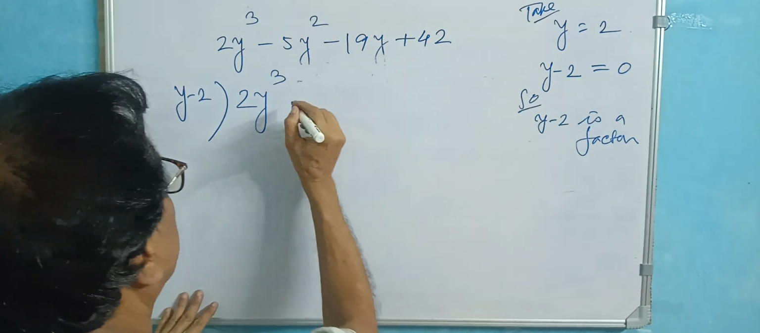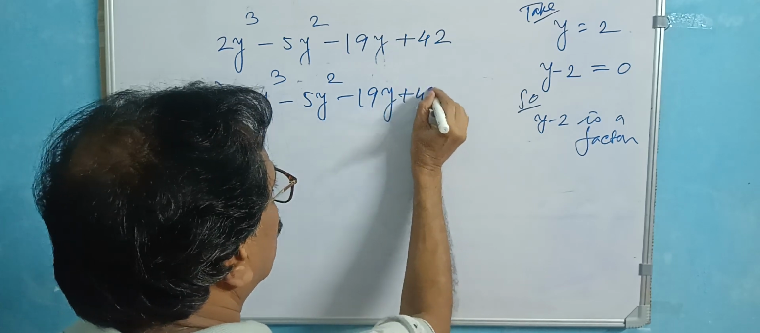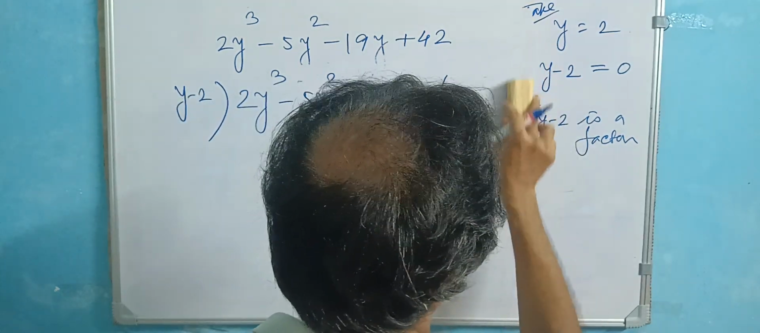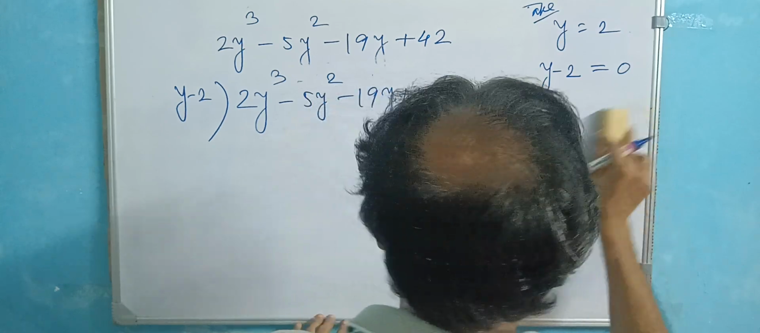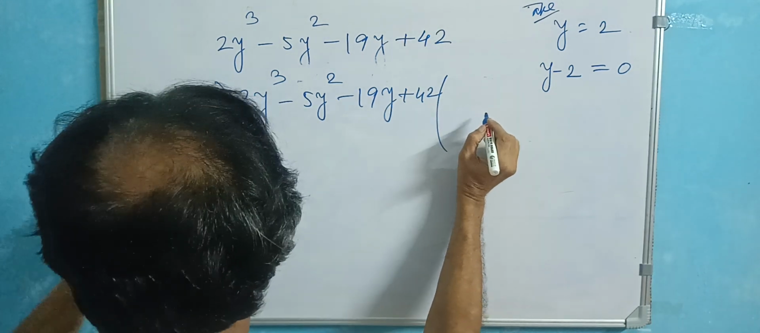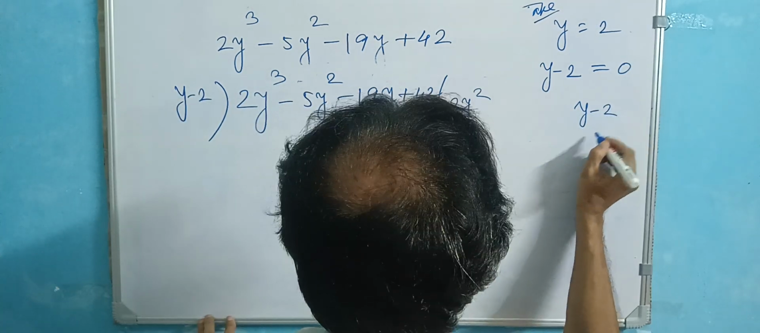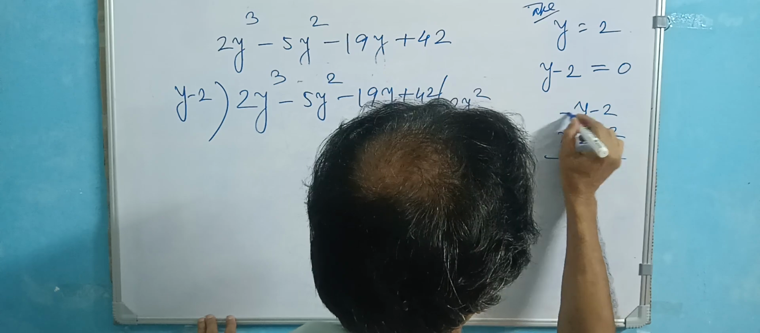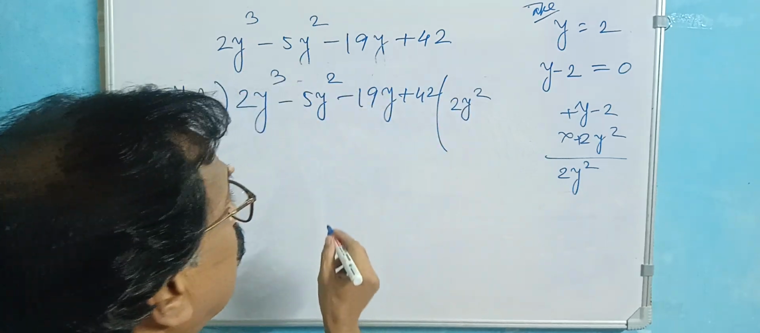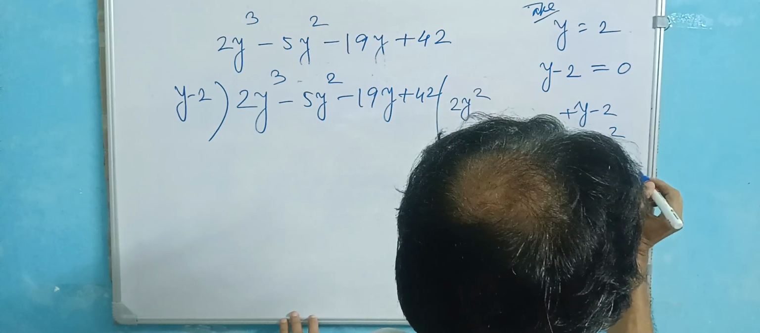Okay, you know the division process. 5y square, this is minus 19y plus 42. Okay, now this is y, this is 2y cube. So you just plus plus. So just 2y square you multiply. Just in this way, y minus 2 you multiply 2y square. Plus plus plus. This is plus because this is plus. So 2y cube. And this is plus minus minus 4y square.